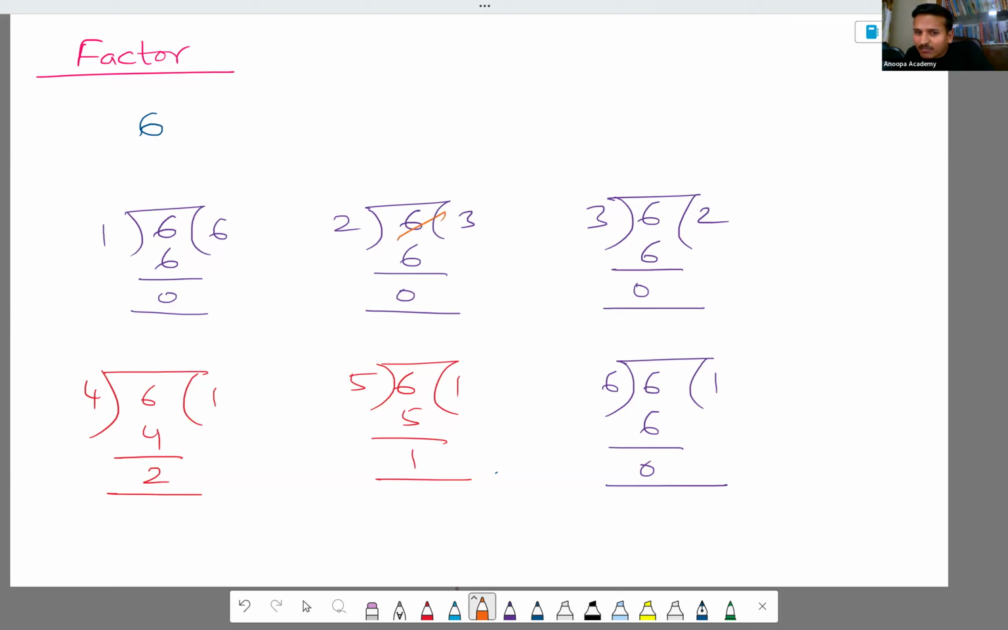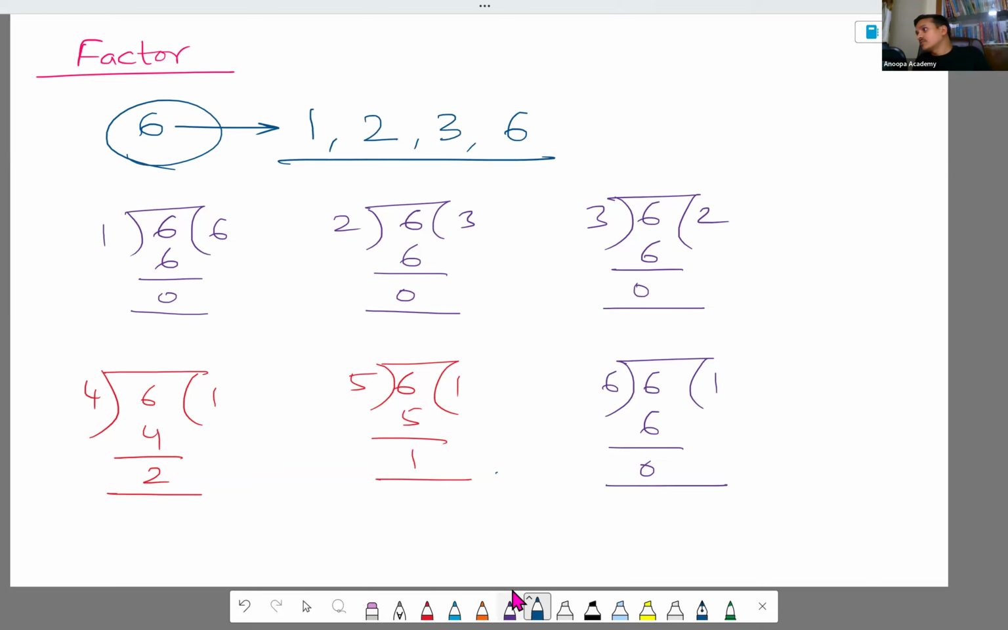2 can divide 6 completely. 3 can divide 6 completely. And 6 can divide 6 completely. 5 cannot divide because remainder is 1. 4 cannot divide because remainder is 2. So if I take the number 6, what are the numbers that can divide 6 completely? 1 can divide, 2 can divide, 3 can divide, and 6 can divide. So all these are factors of 6.